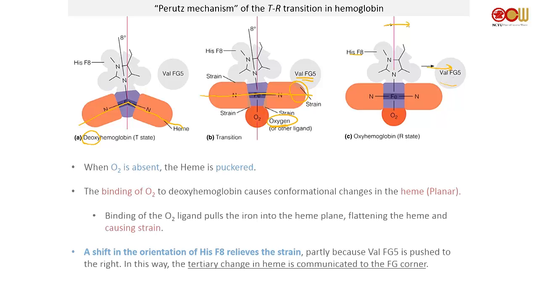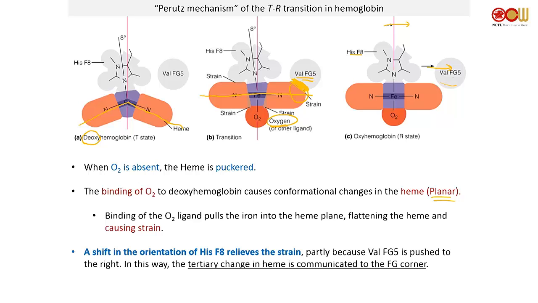Okay, you have a rotation to the molecule. All right, so this is the summary of what I said. When O2 is absent, the heme is puckered. This is called puckered. And the binding of O2 to the oxyhemoglobin causes a conformational change to the heme such that it becomes planar. Binding of this O2 ligand pulls the iron into the heme plane, which flattens out the heme, causing a strain between the valine and the heme.